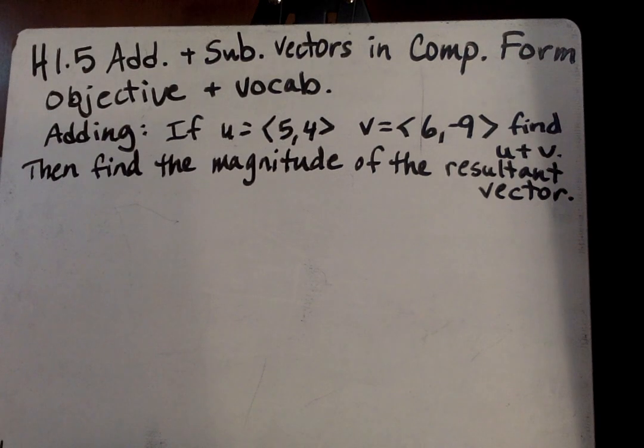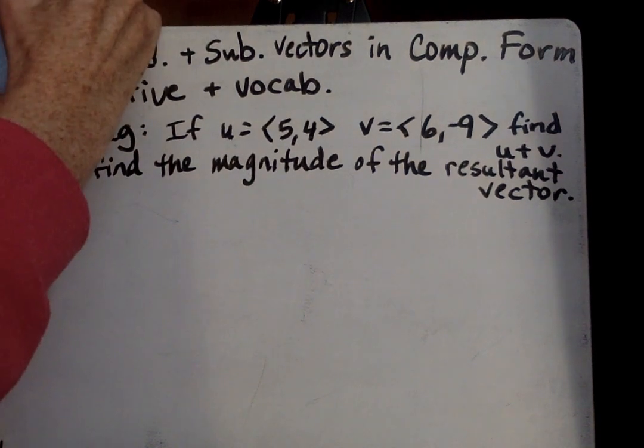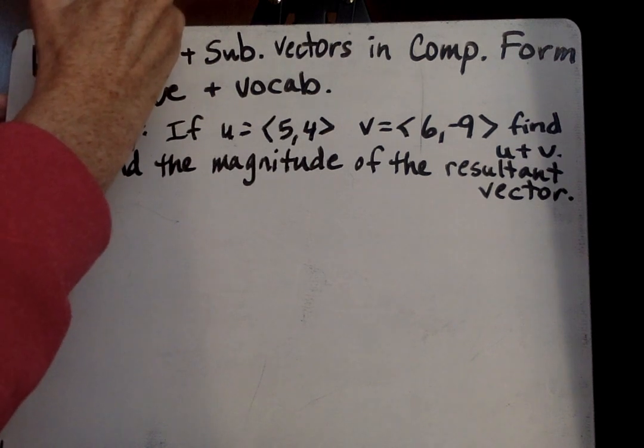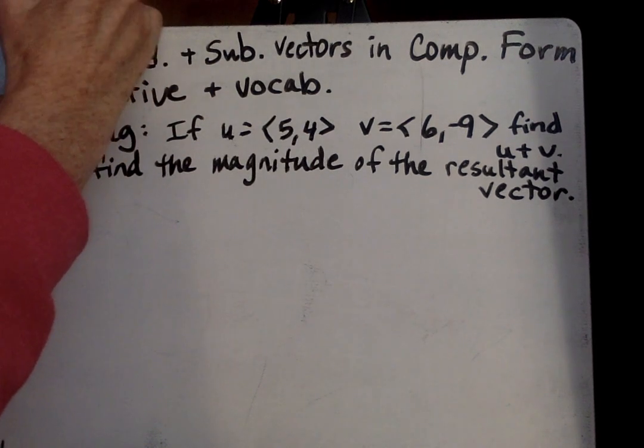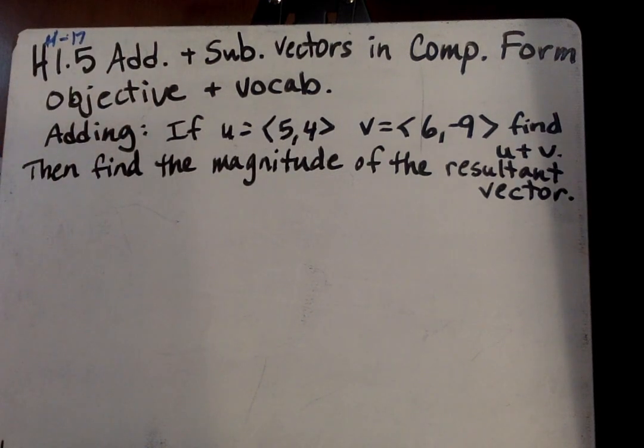Hello students, today we will be going over H1.5. Again, this is in your pink packet and it's on page H-17. Okay, so pink packet H-17. Adding and subtracting vectors in component form. Now, compared to the graph, this should be a piece of cake for you because it's not that hard.